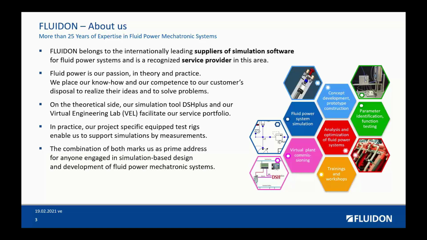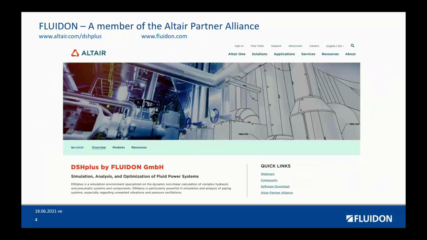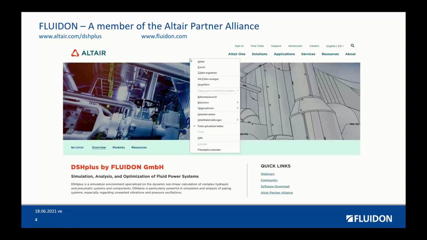And from Fluidon's side, to run successful customer-driven engineering projects, we are using our own tools, of course. Fluidon is a member of the APA, and you can find further information about us on our Altair Partner Alliance page, you can see here, or directly on fluidon.com. And we do offer alliances for DSH Plus, but if you are an Altair One member, you can automatically use DSH Plus because you are licensed.